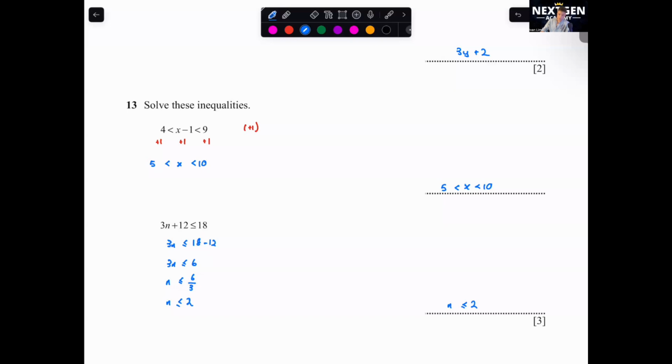Okay, so for inequalities, the only rule that you all need to remember, which we didn't apply here, is when you multiply or divide by a negative value, the symbol changes direction. So if it's less than, it'll become more than. If it's more than, it'll become less than.